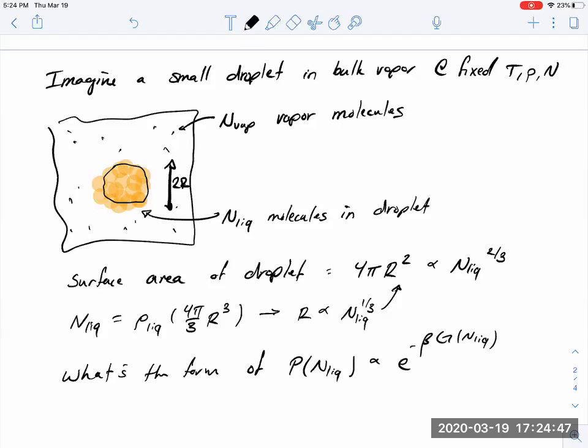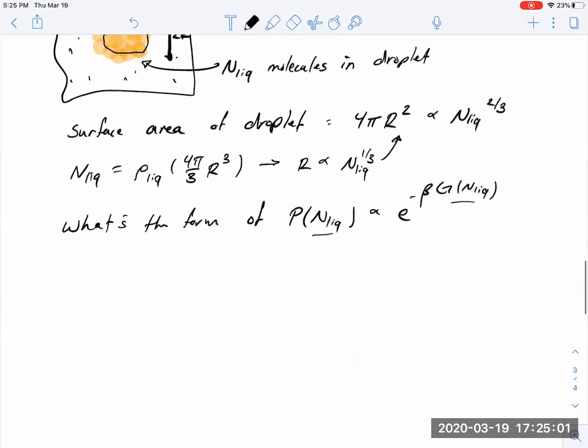So the probability of seeing some number of particles in the droplet should be proportional to a Boltzmann factor of the Gibbs free energy of the number of particles, parameterized by the number of particles. So now let's work out an equation for this.